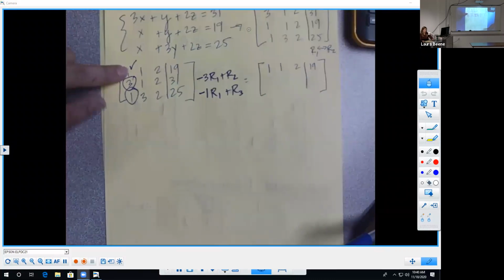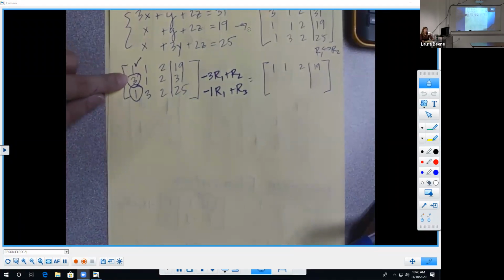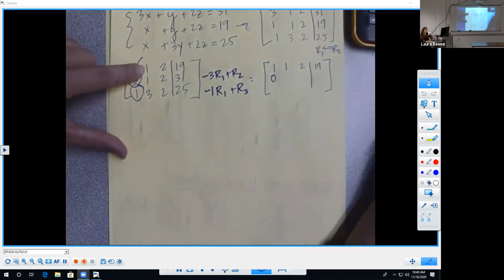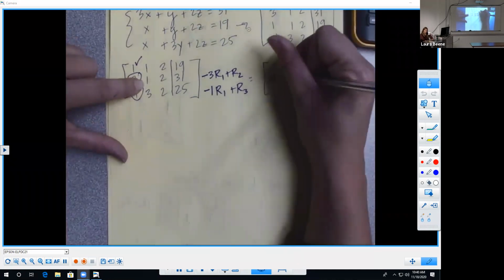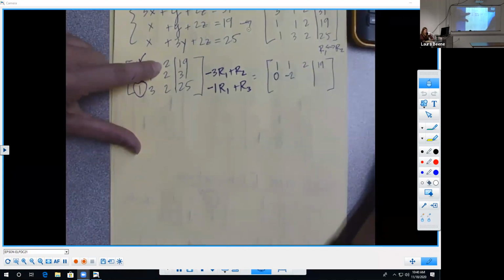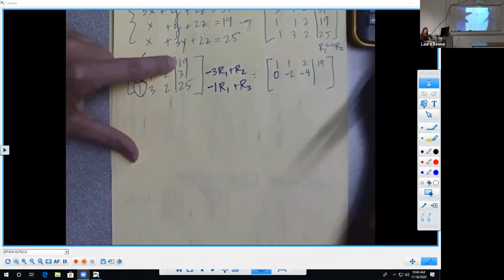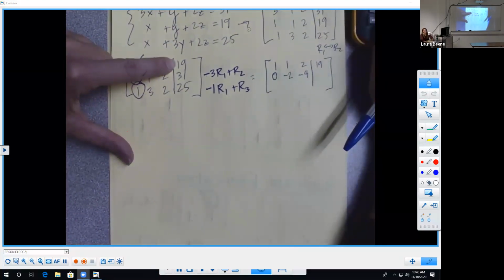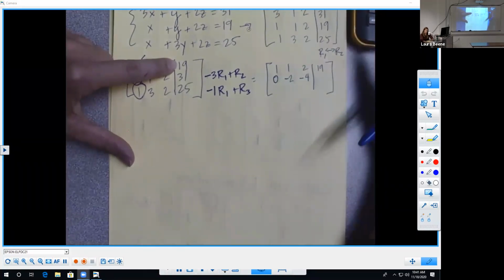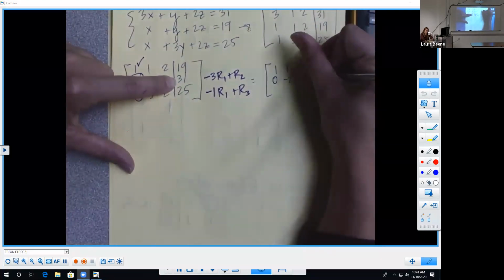For row 2, I want to multiply the top row by -3 and add it to the second row. So 1 times -3 is -3. -3 plus 3 is 0. 1 times -3 is -3. -3 plus 1 is -2. 2 times -3 is -6. -6 plus 2 is -4. And the hardest part, -3 times 19 is -57. Is that right? 19 times 3, -57. -57 plus 31 is -26.